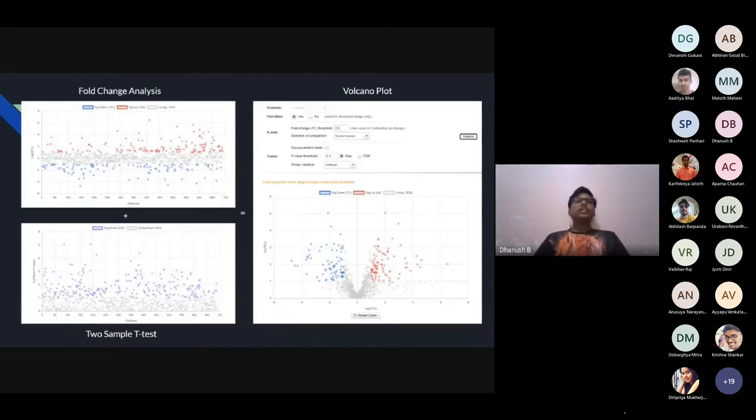Then the fold change analysis was done to identify the differentially expressed proteins in tumor with respect to control. The fold change analysis threshold was kept at 2, and the two-sample t-test was done to identify the significant proteins from the insignificant proteins, depending on their expression. Grouping these two analyses was the volcano plot, which gave 72 significantly downregulated proteins and 88 significantly upregulated proteins.